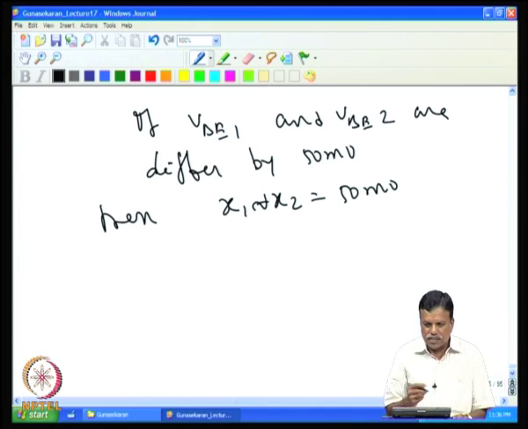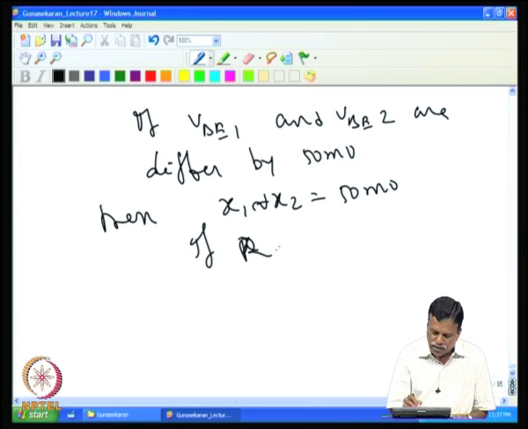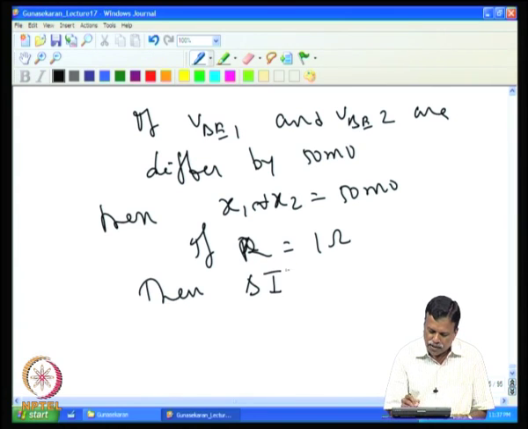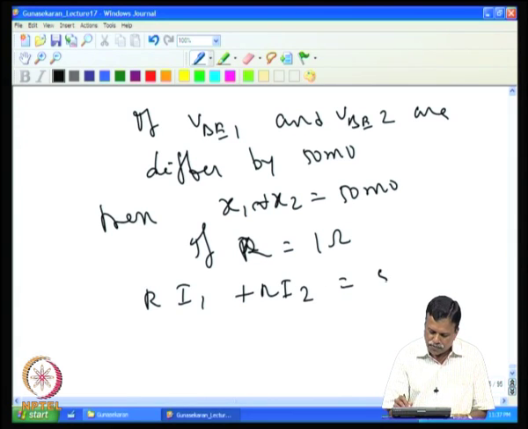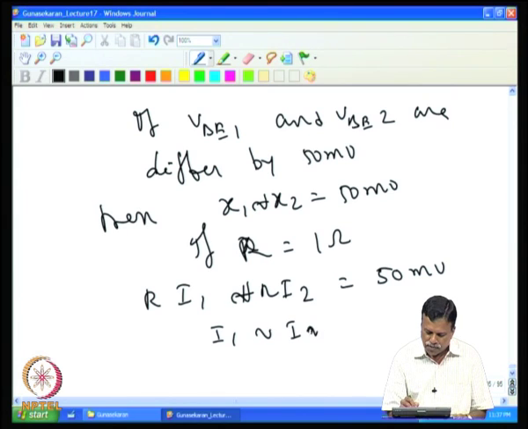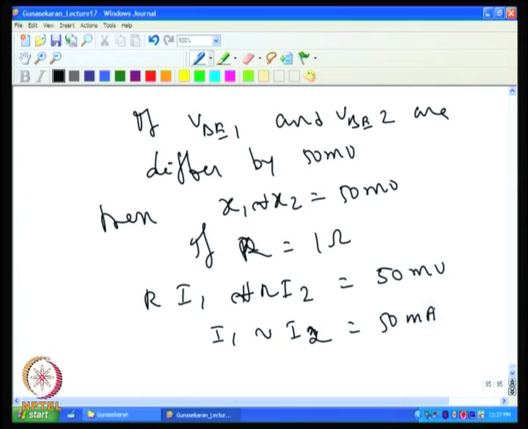So, if the resistance R is equal to 1 ohm, then delta I, the current difference between them: I can write that R into I1 minus R into I2 has to be 50 millivolt. That will make, since R is equal to 1 in this case, I1 and I2 differ only by 50 milliamps. I1 minus I2 difference will be only 50 milliamps. So, the current difference is maintained within 50 milliampere, that is good enough.